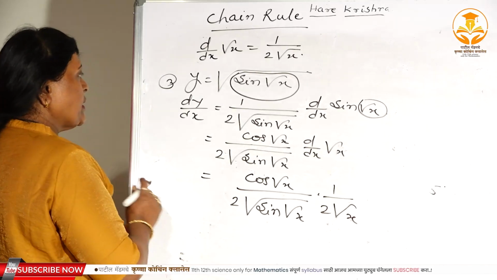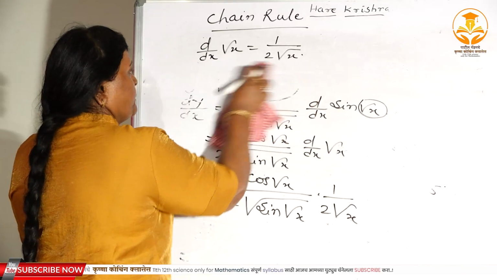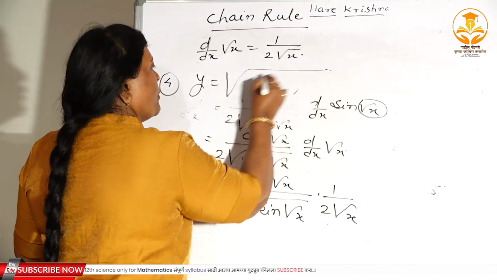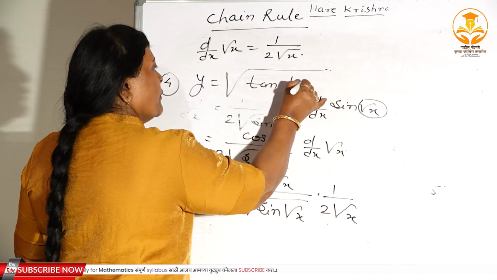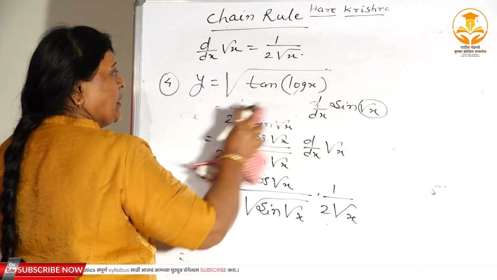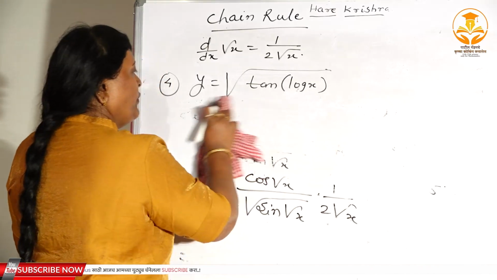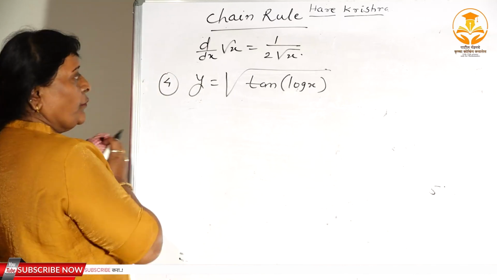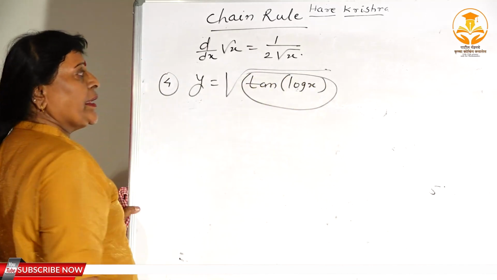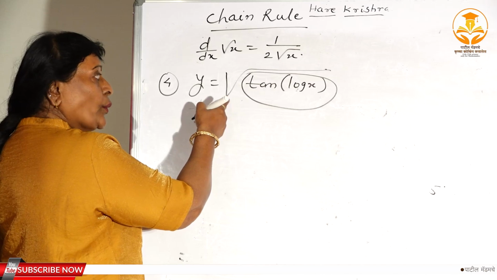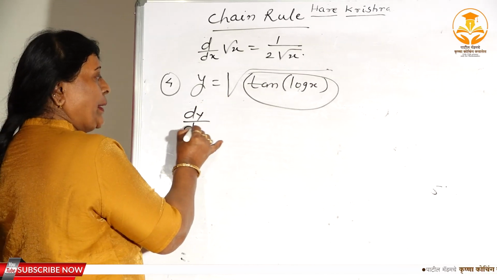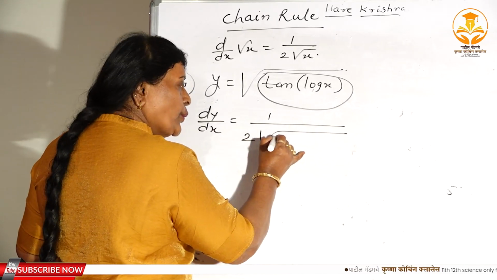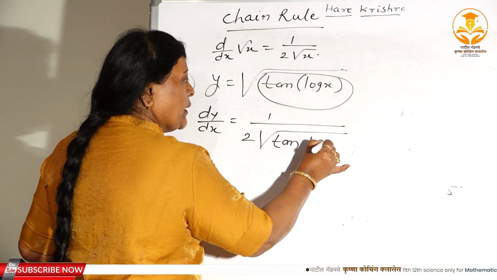Again I will take another example here. Say fourth one, y is equal to root of tan of log x, isn't it? Say, how will you do this? Again this tan log x you have to consider it as a u. Here root u ची derivative, again dy by dx, it is equal to 1 upon 2 root u, means 1 upon 2 root tan log x, right?